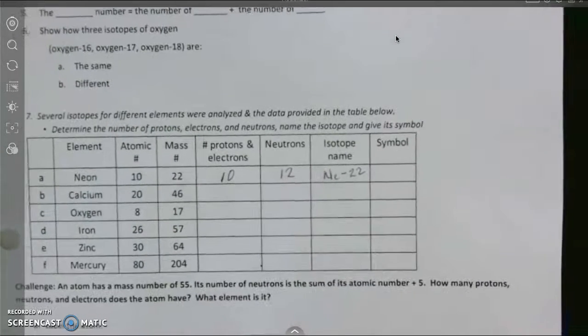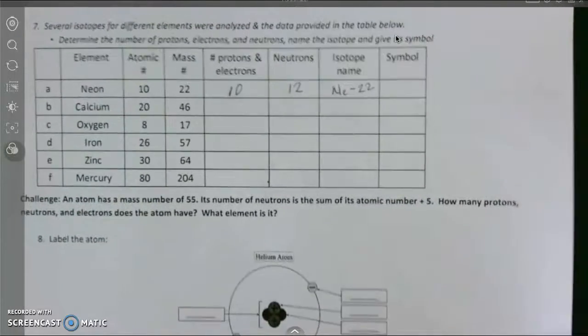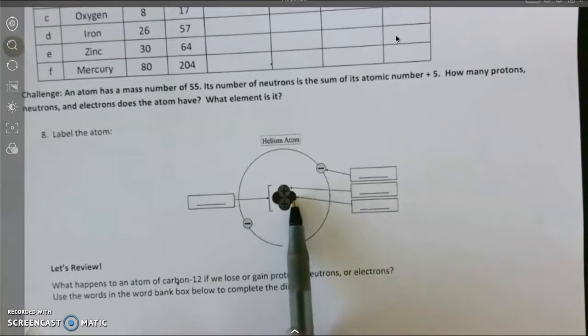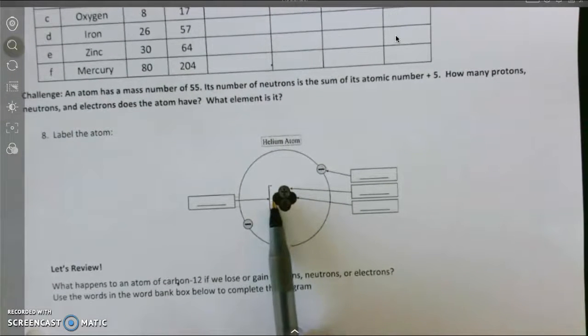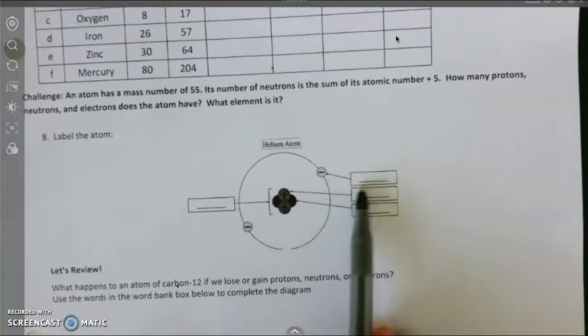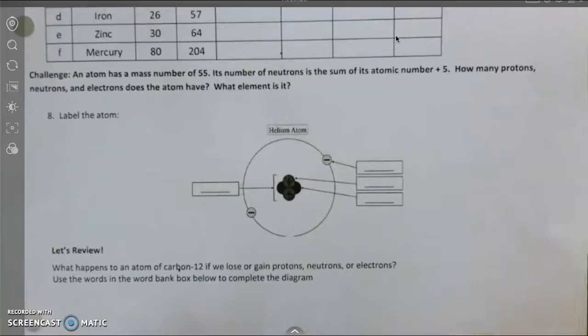Okay, so you'll go through for each of those. Label the atom. We have positive protons. We have neutral neutrons. This whole thing is the nucleus. And then we have our electrons.